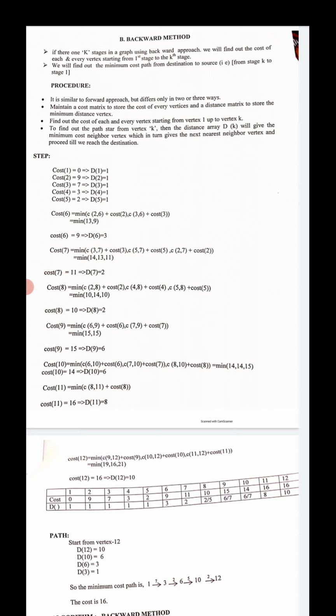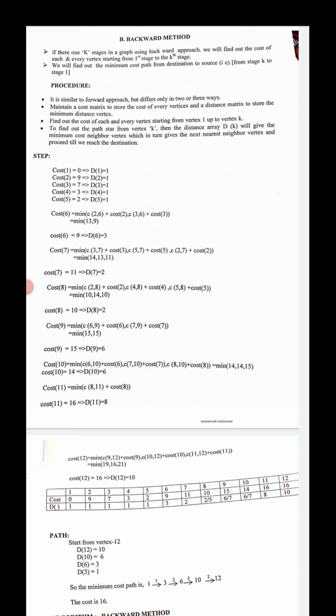Cost of 2 comma 7, how much is the cost? 2. 2 plus cost of 2, 9. 9 plus 2, how much? 11. Which value is minimum? 14 comma 13 comma 11. 11 is the minimum value. Cost of 7 will be assigned to 11. Now we have to calculate the destination of 7. Where the minimum value is chosen, where can you get the cost of 7 minimum value? 11, in which cost of 2. That's why destination of 7 will be 2. Okay, 2.